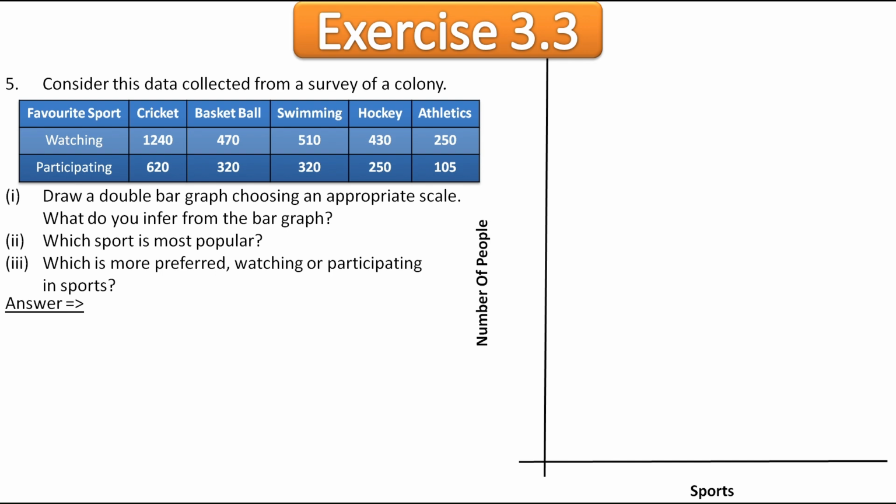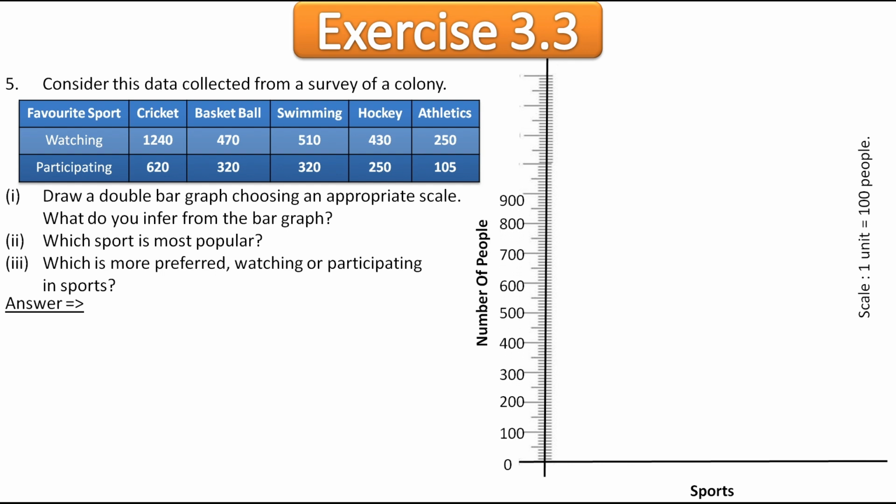For the scale, I'll take 1 unit equal to 100 people. On the y-axis it will go from 100 till 1000. No, I have to take it till 1300. Now on the x-axis I'll take the names of the sports. They have given one piece of information for watching people and one for participating people, so I'll take the shaded bar for watching and the unshaded bar for participating.